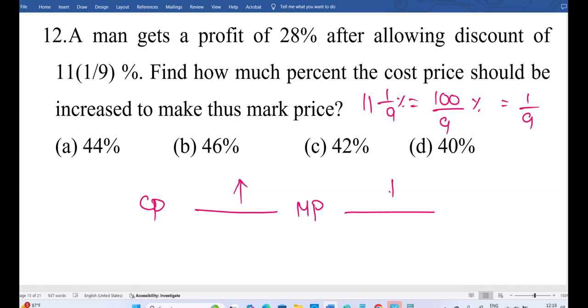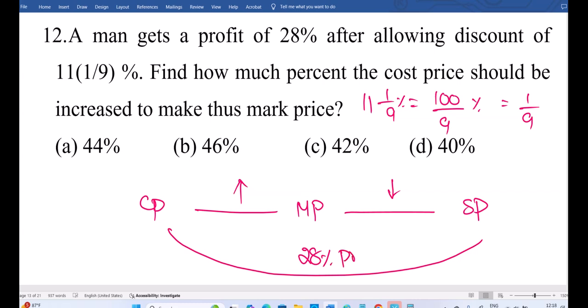After giving the discount, you are still getting 28% profit. Let it be 11 1/9% discount. Cost price must be increased by how much? Still after giving the discount of 11 1/9%, you are getting 28% profit. That's the question. In the previous question, you increased by 60%, decreased by 15%, then you are getting 450 rupees profit. That was not given in percentage, but here it is given in percentage, 28% profit.